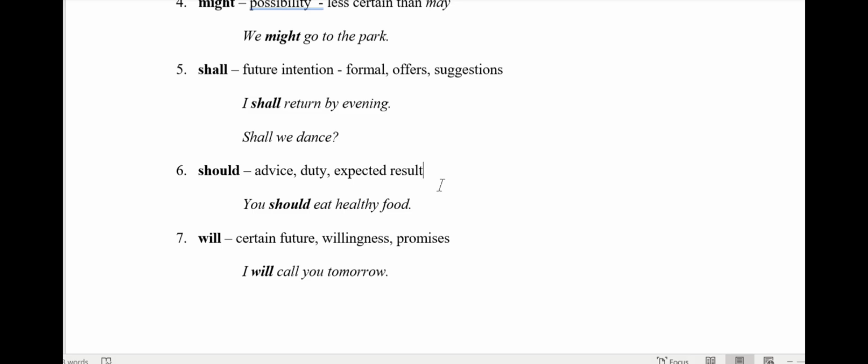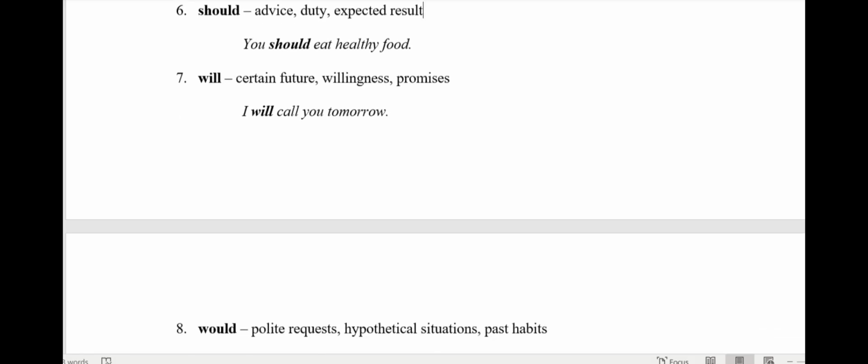The following word is will. Will speaks about the future, a certain future, the future which is confirmed. Then it is willingness and promises. Willingness and promises. I will call you tomorrow. So there is a certainty. You will call him tomorrow.